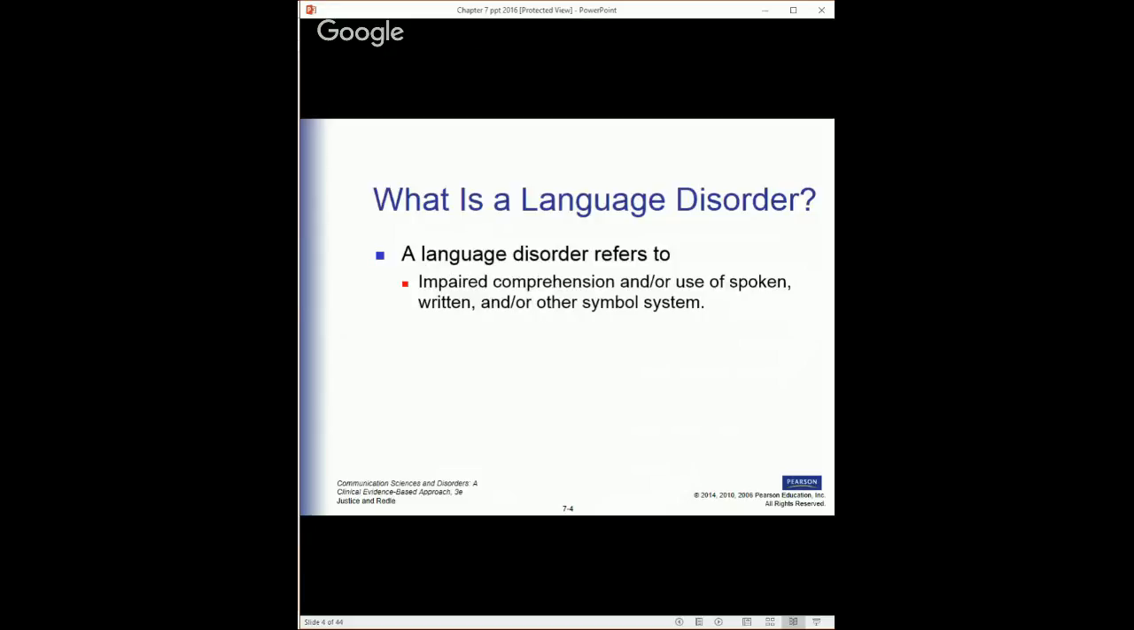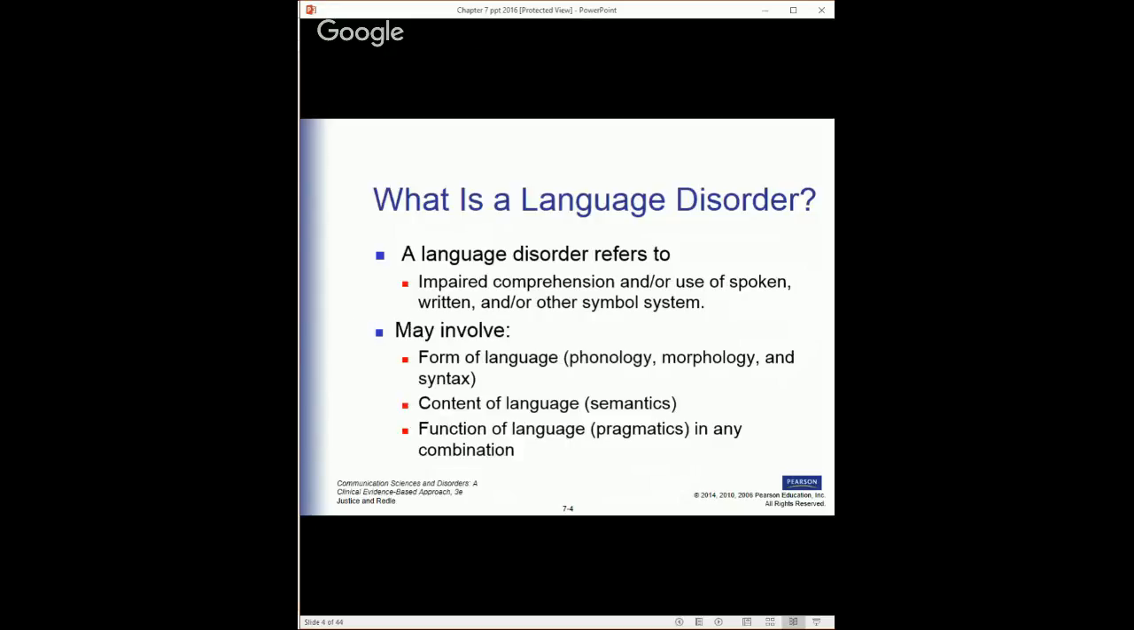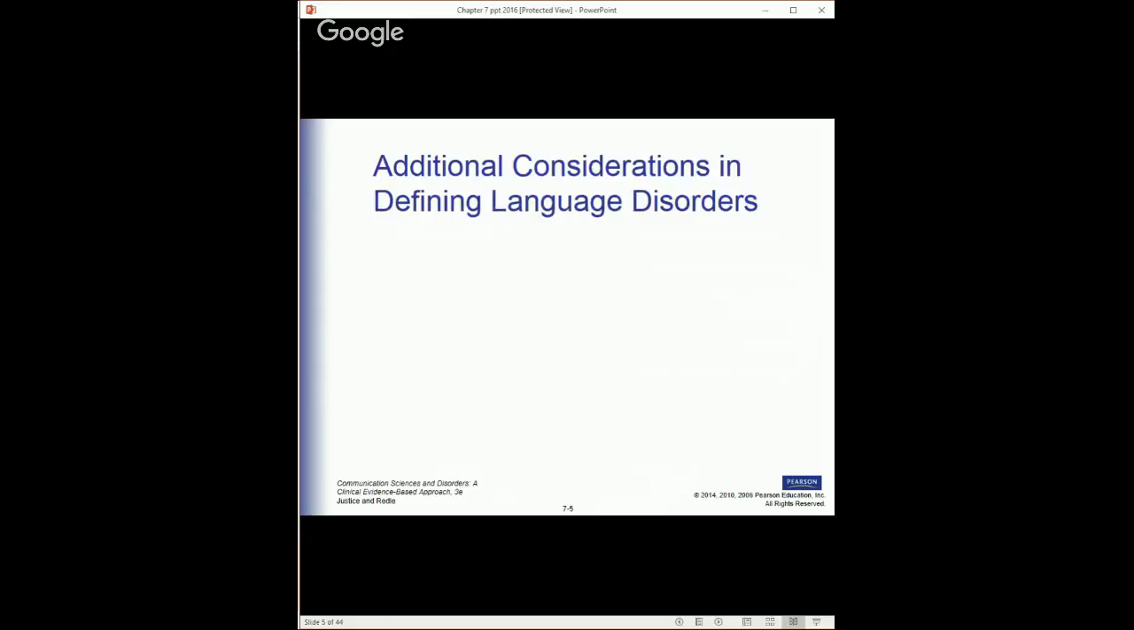A language disorder refers to impaired comprehension and or use of spoken, written, and or other symbol system. It may involve form of language, content of language, and function of language. Social, psychological, and educational impacts are additional considerations in defining language disorders. They can play a part in the language disorder.